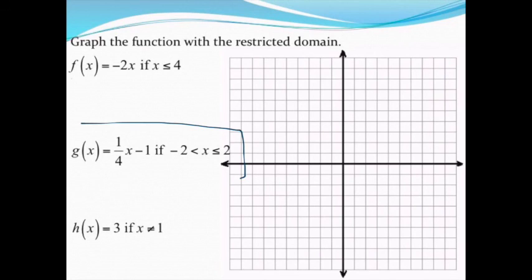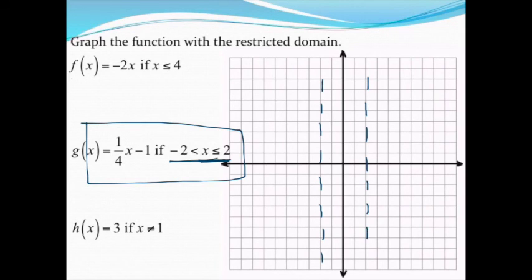This time I want to graph the line g of x equals 1/4 x minus 1, but only when x is greater than negative 2 and less than or equal to positive 2. So this time I've got 2 invisible walls to draw, 2 barriers. I've got a barrier at negative 2, something interesting will be happening there, and then a barrier at positive 2, so I'll go ahead and draw that in as well.